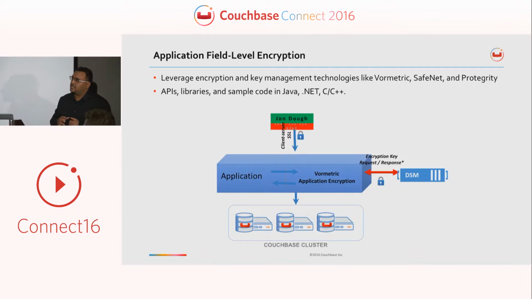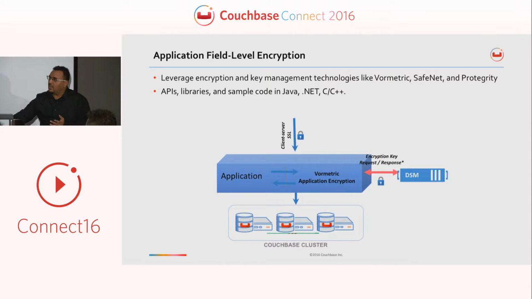The first one is application encryption. The idea here is that in your application, you use an SDK to talk to an encryption service. In this case I'm talking about Vormetric, but you can choose your own encryption service. All of them provide this application encryption capability, and you can take that key, which here is a social security number. As it goes through your application, you encrypt that piece of data and then store that encrypted field inside Couchbase.